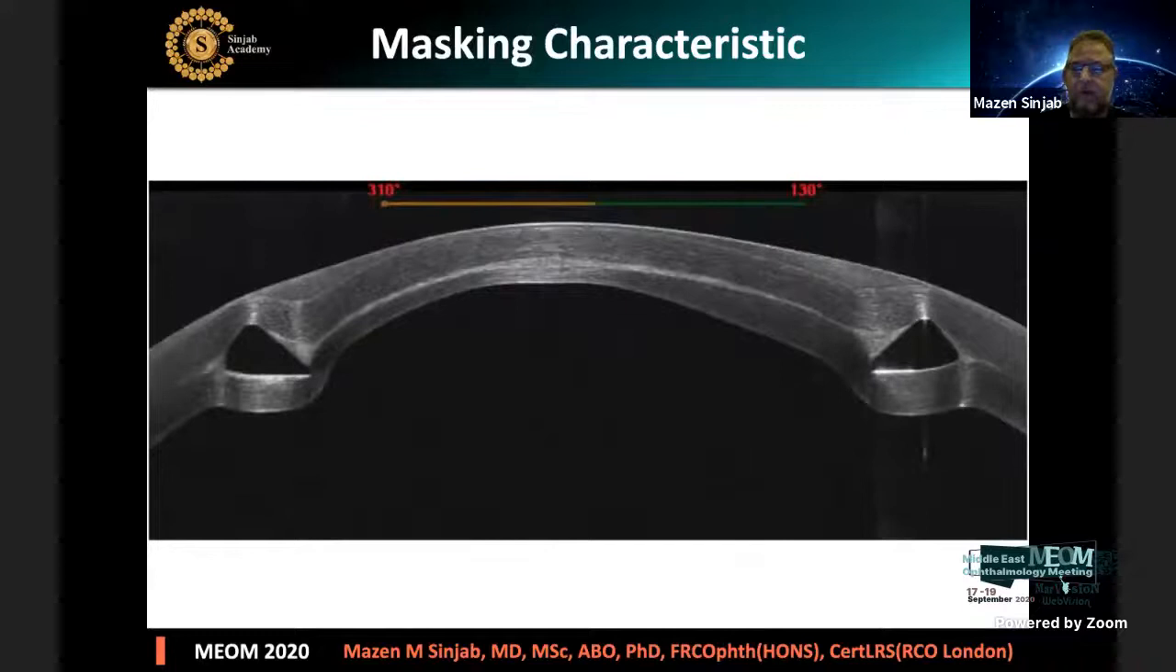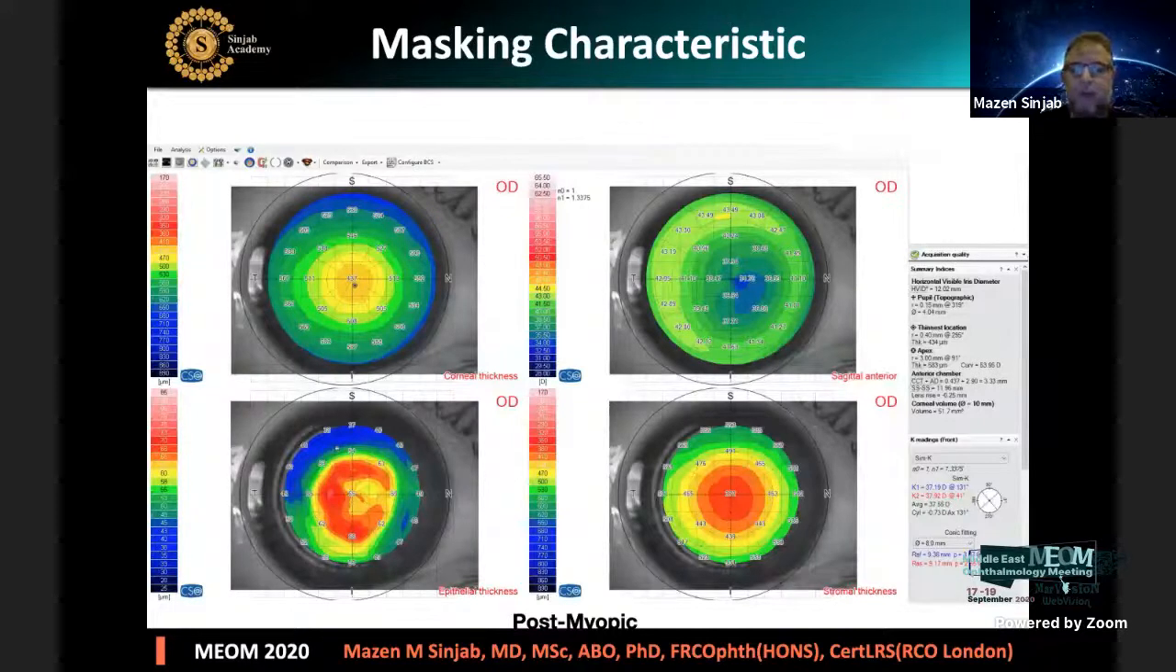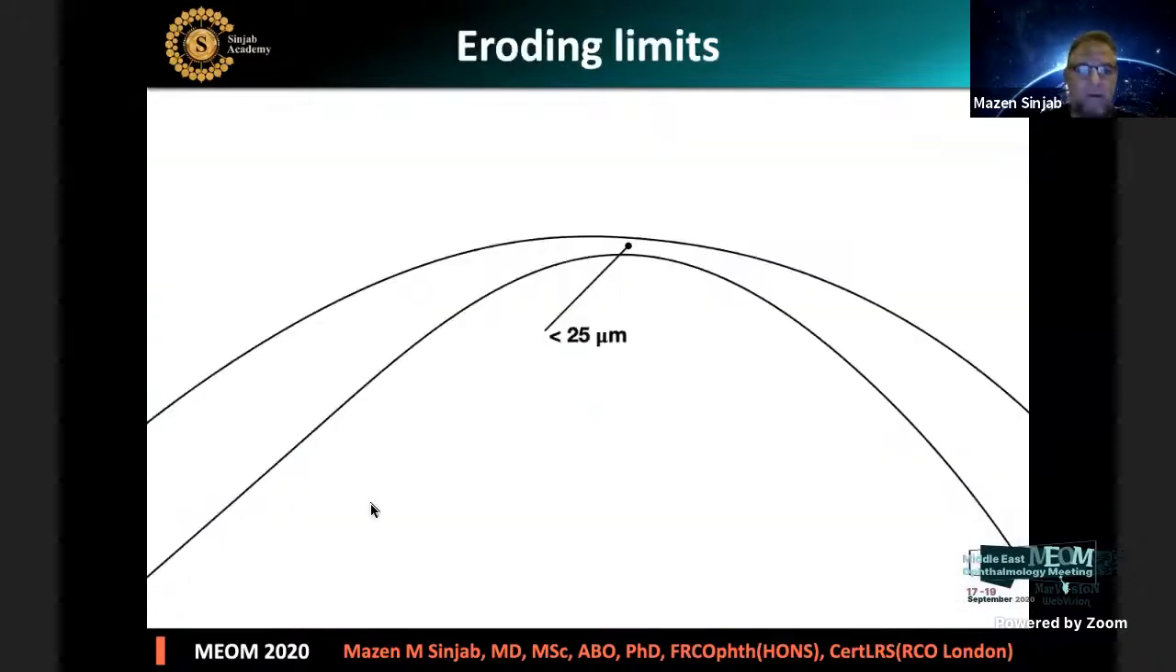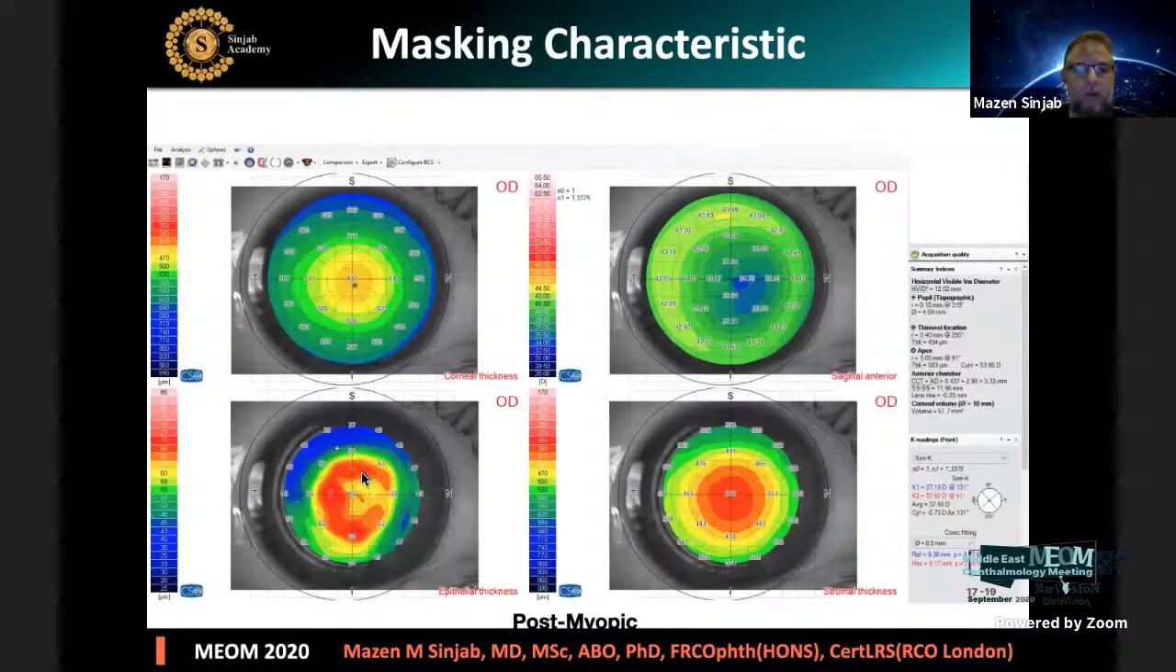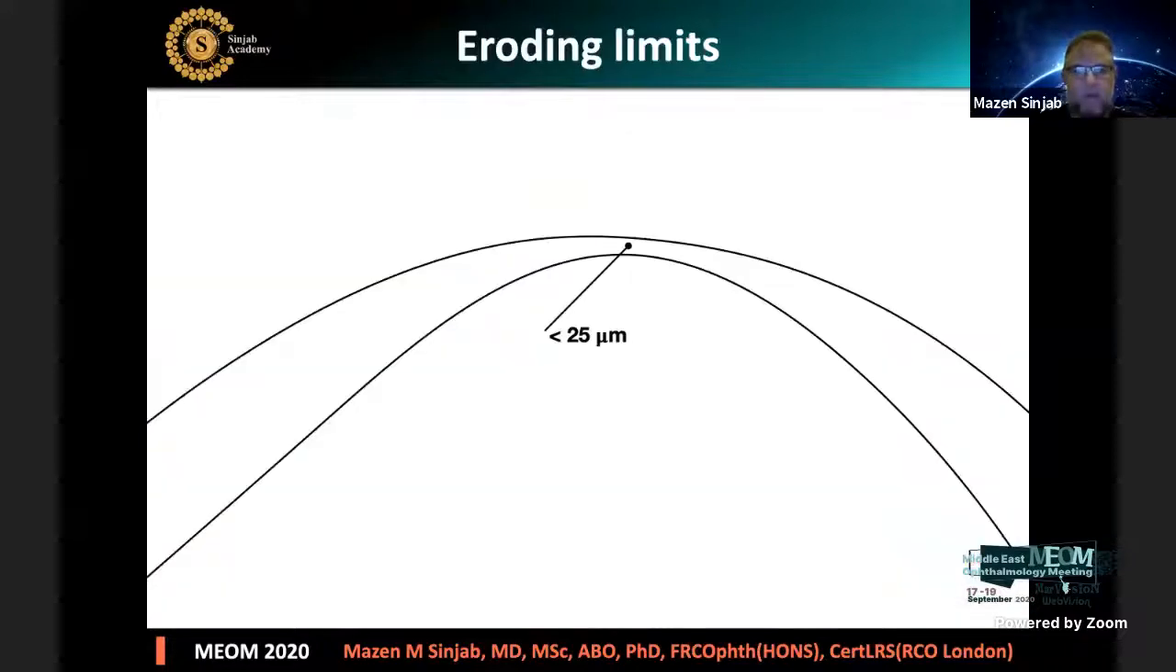You can see that just above the intracorneal rings, how thick the epithelium is. This is an example of post-myopic thickening of the epithelium in the center of the cornea. If you look at the bottom left picture, this is one of the causes of the regression after the myopic treatment. The eroding limits: whenever the epithelium over a peak becomes less than 25 microns, it starts erosion.